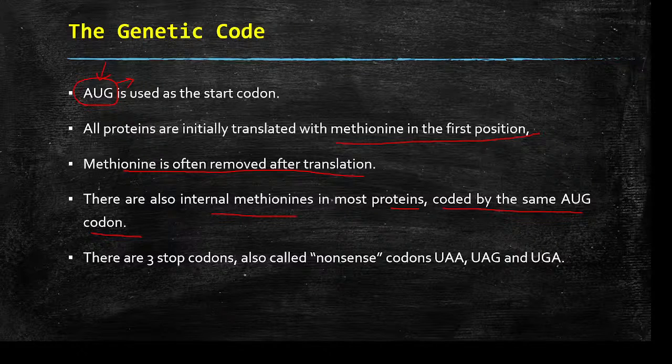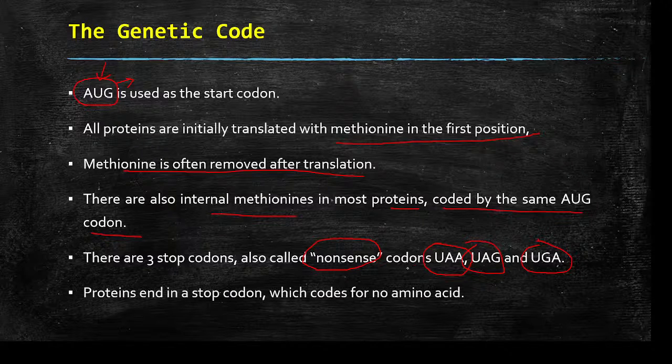There are 3 stop codons, also known as nonsense codons. When a nonsense codon is encountered, that is UAA, UAG, or UGA, the translation will stop. Proteins end in a stop codon, which codes for no amino acid. So these 3 codons, UAA, UAG, and UGA, do not code for any amino acid during translation.